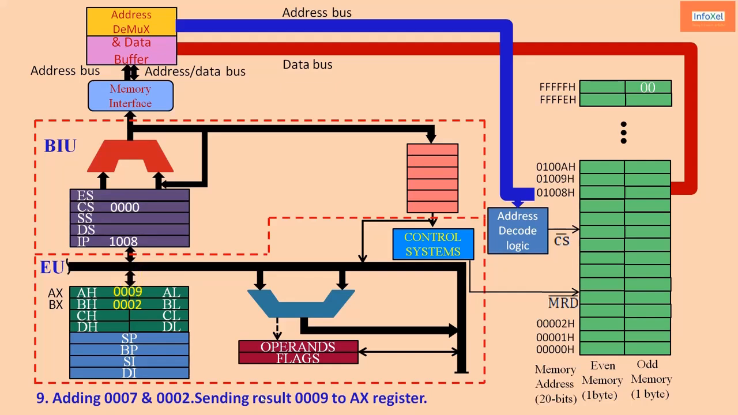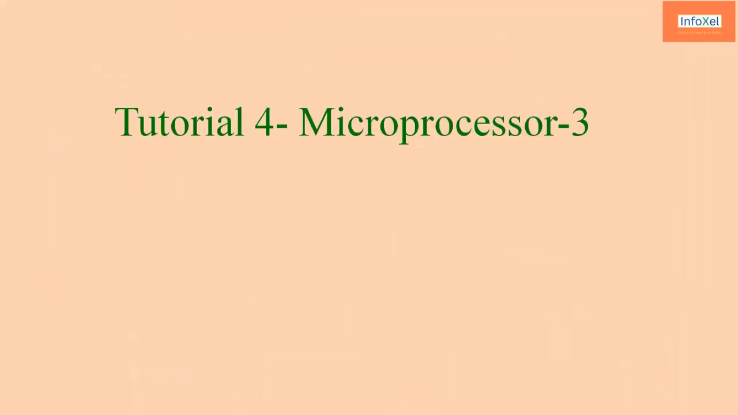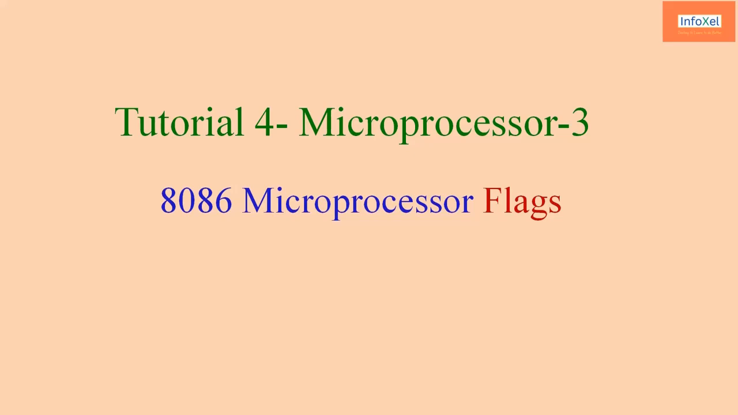Finally, the destination register contains the result of adding the two numbers 007 and 002. In the next tutorial, microprocessor part 3, we will discuss in detail the 8086 microprocessor flags with demonstration.